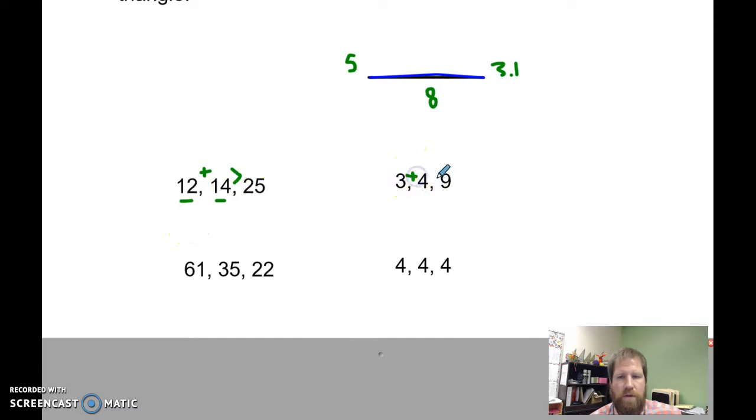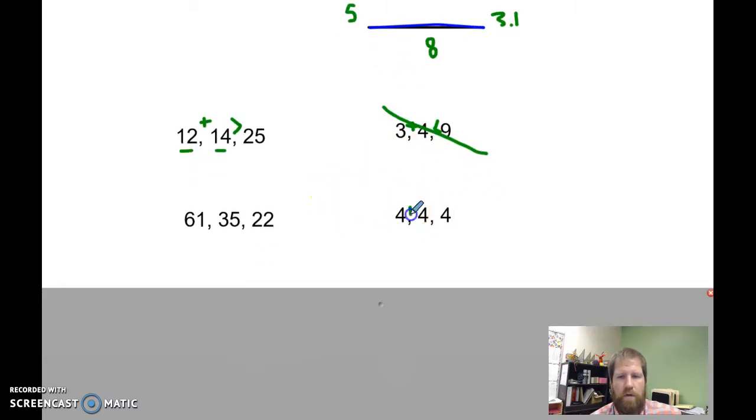3 plus 4 is less than 9. So this is not a triangle. Okay? 4 plus 4 is 8, which is greater than 4. So this is a triangle.